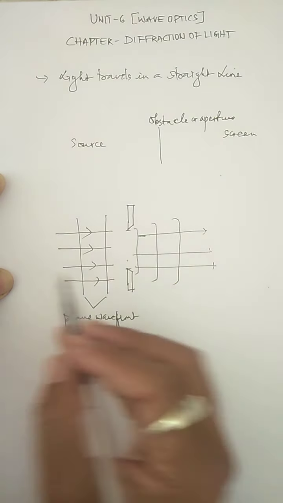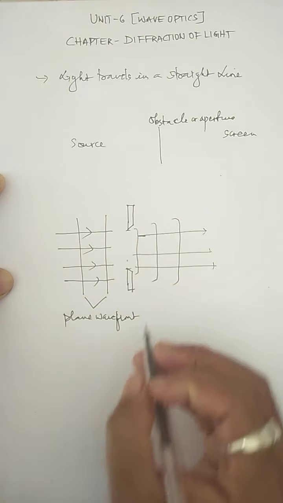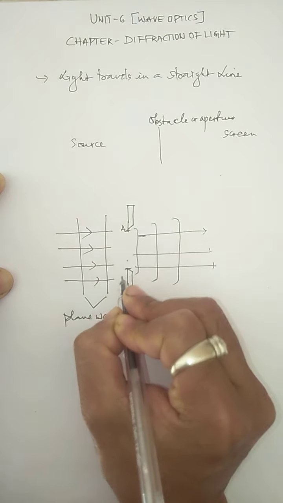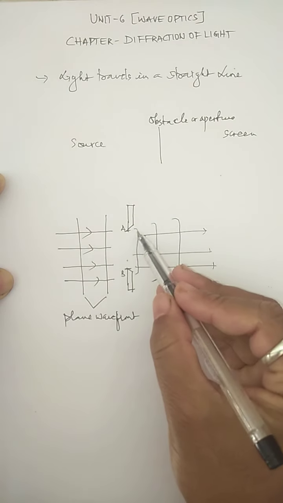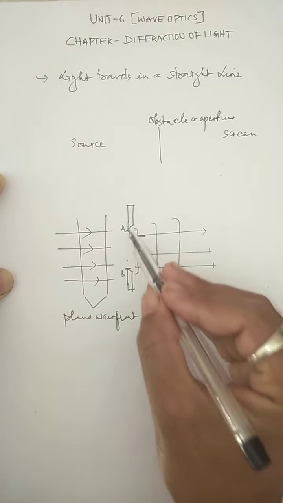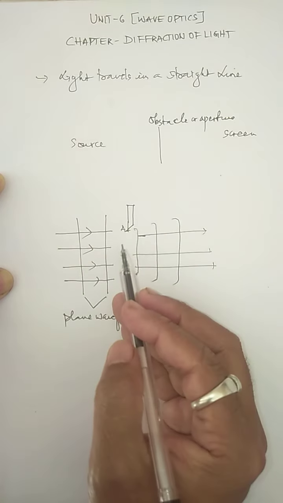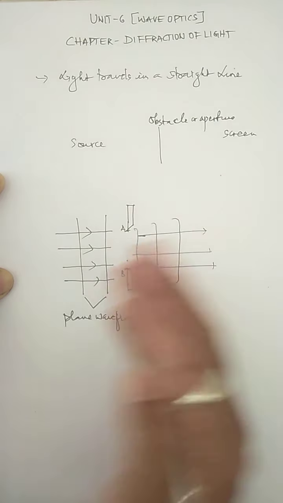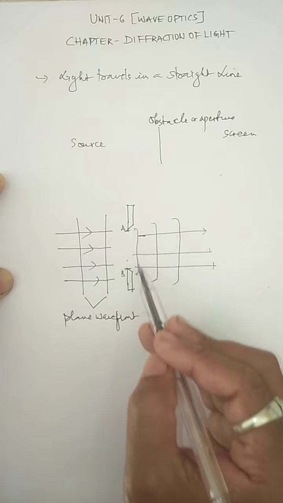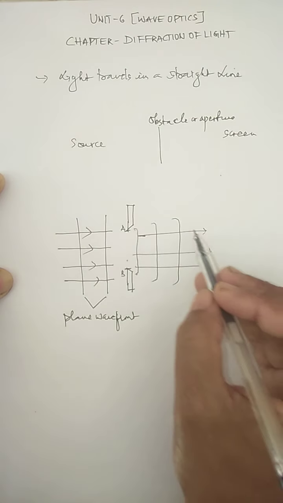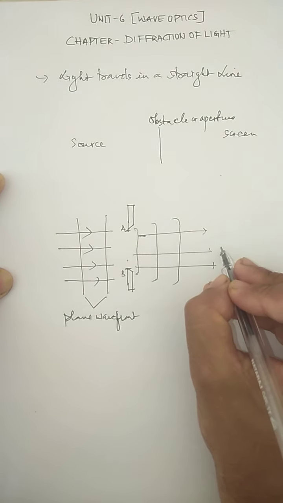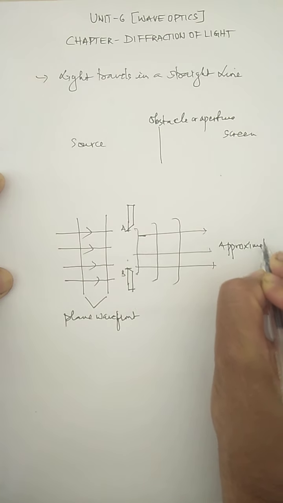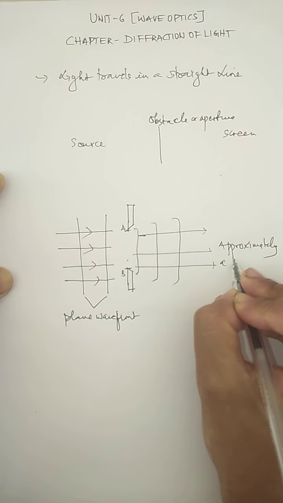Suppose I give the name of this slit as AB. Then there is very small bending at the corner of the obstacle, so that when it emerges out from the slit AB, the emerging ray or wavefront almost becomes a plane wavefront. So the ray which comes out from this slit is approximately a straight line.